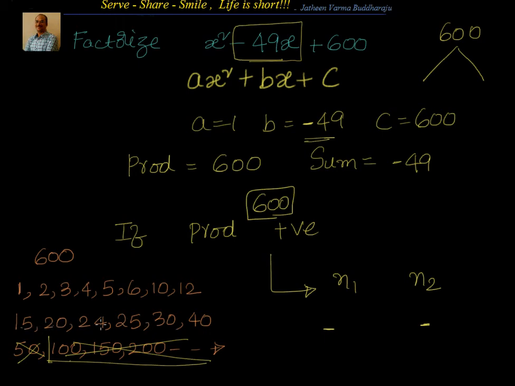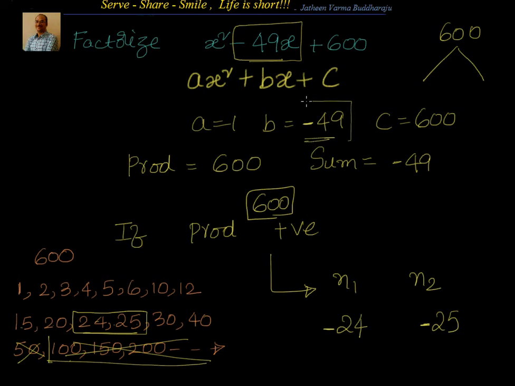15, 30, no. 20, 24, no. 24, 40, no, and 9 I don't have. Yeah, but I see 24 and 25. 24 plus 25 is 49. 24 into 25 is 600. So can I take them as minus 24, minus 25? So this logic you have to understand.